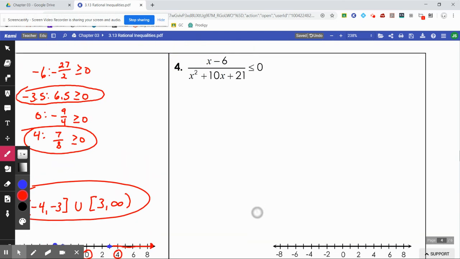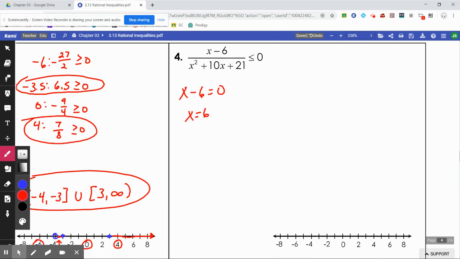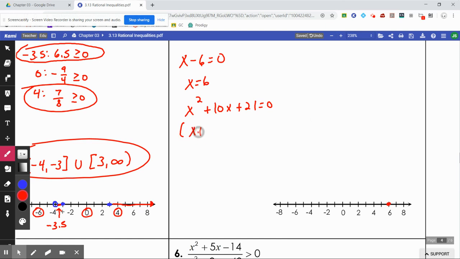That's it. Number 4, set the top equal to 0, and that tells you your zeros, and you have 1 at 6. And since it's or equal to, we can go ahead and do a solid circle at 6. Now let's find any possible holes or asymptote lines by setting the bottom equal to 0. Let's factor it. You get x plus 3 times x plus 7. So your asymptote lines are located at -3 and at -7, and those will be, again, open circles.